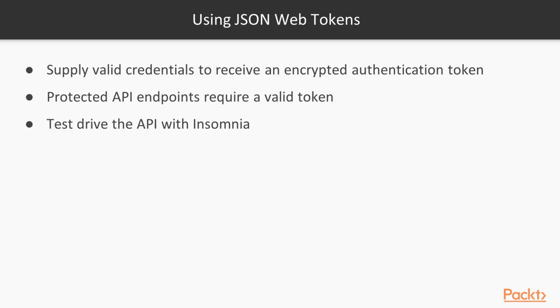We'll begin by defining an endpoint where we can submit a username and a password and receive an encrypted authentication token in the response. We'll then create a protected API endpoint that will raise an error if it doesn't detect a valid token. Along the way, we'll be using a tool called Insomnia to test our API by making web requests and inspecting the responses.